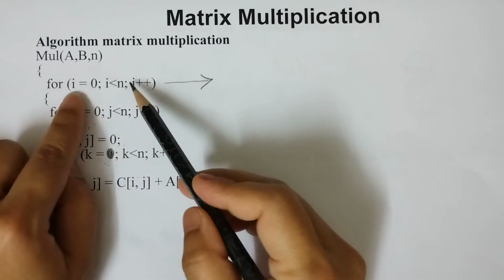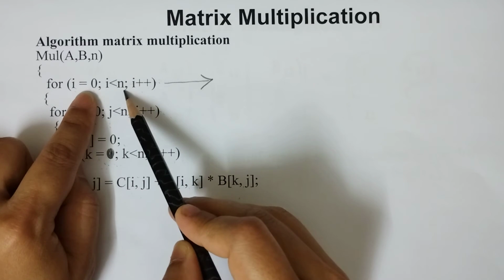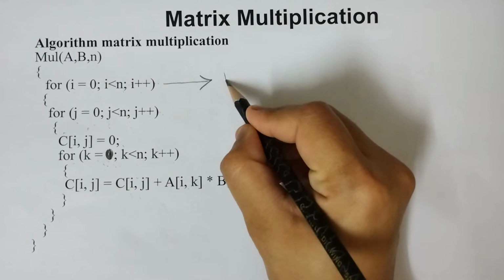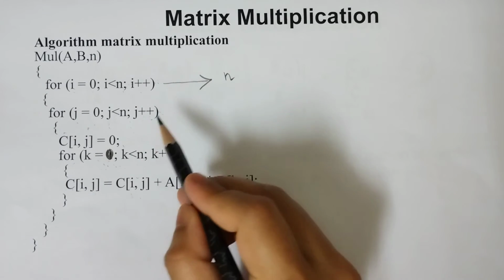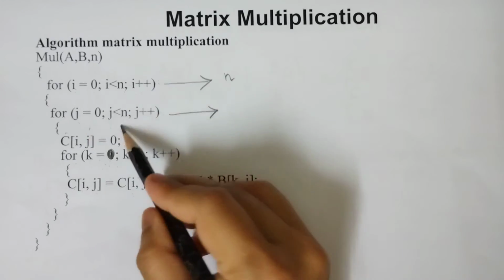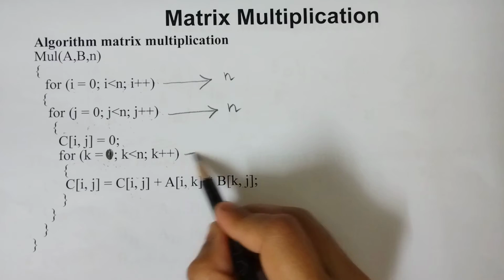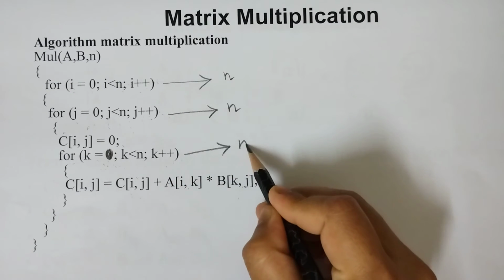If you look at here, you are going to execute this for loop from 0 up to n. So how many times will this for loop get executed? It will get executed n number of times. Next, coming to the inner for loop, this inner for loop will also get executed n number of times. Again, coming to the next inner for loop, this for loop is also getting executed n number of times.